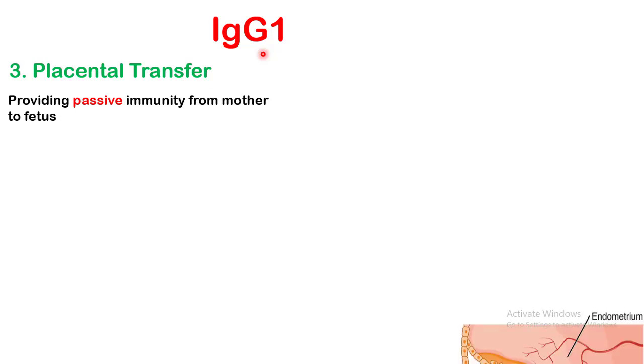This placental transfer of immunoglobulin G1 is very important to provide passive immunity from the mother to the fetus. The immune system of the fetus is still developing, so it has a weak immune system. When IgG1 is transferred from the mother to the fetus, it provides passive immunity to the fetus. Now, how is this transfer achieved?